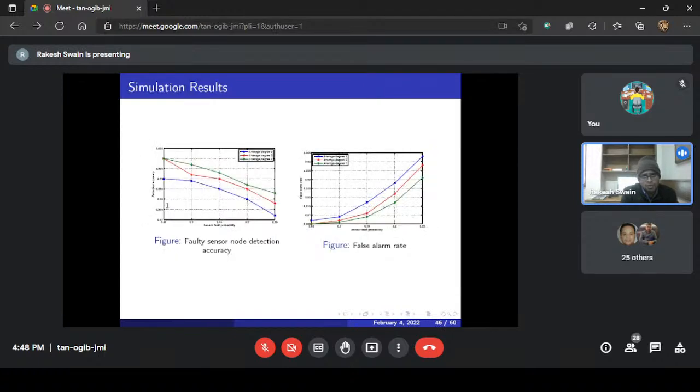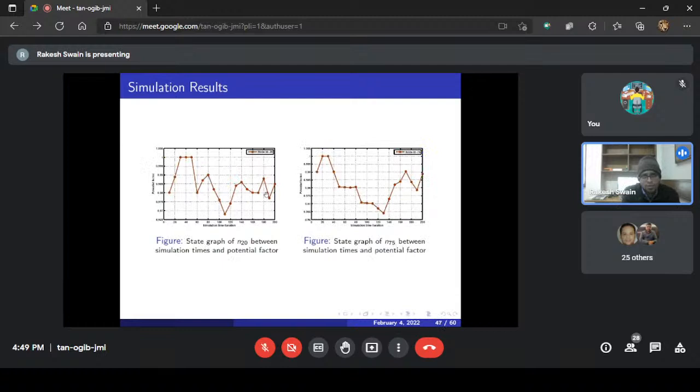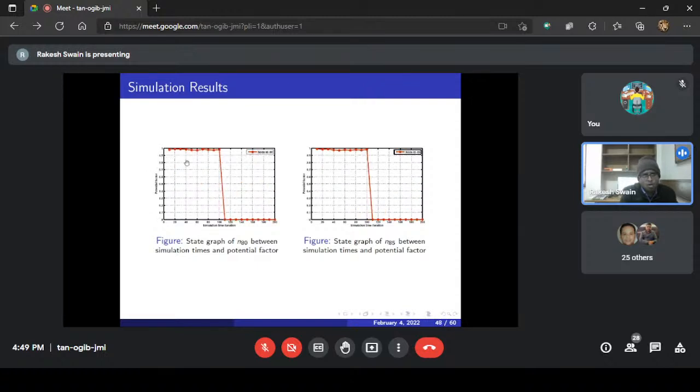And here in the simulation we show the faulty sensor node detection, the false alarm rate, and the potential factor of the normal nodes. But for the COT node, what happens? After some point of time, you will find the potential factor degrades and becomes 0. Each node will find its own zone, whether it is present in the COT zone or the safe zone.